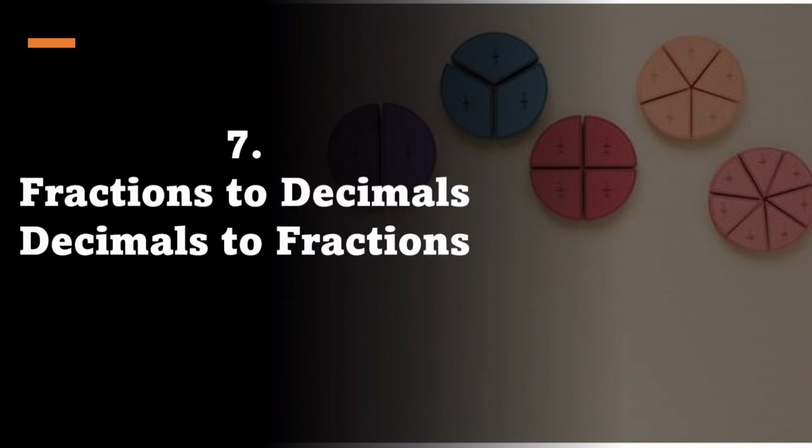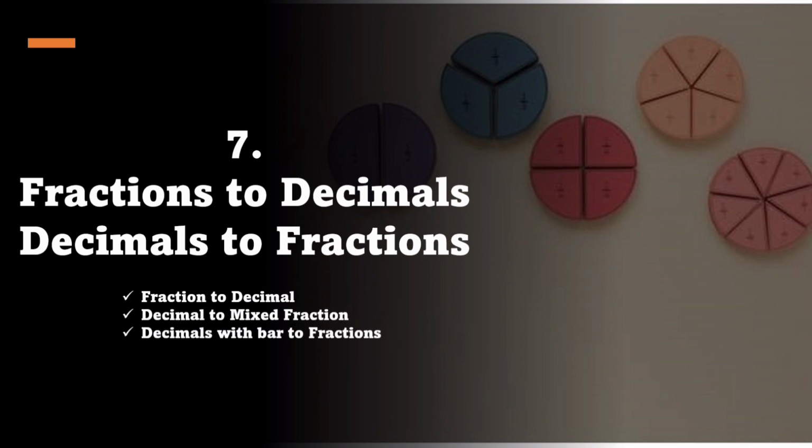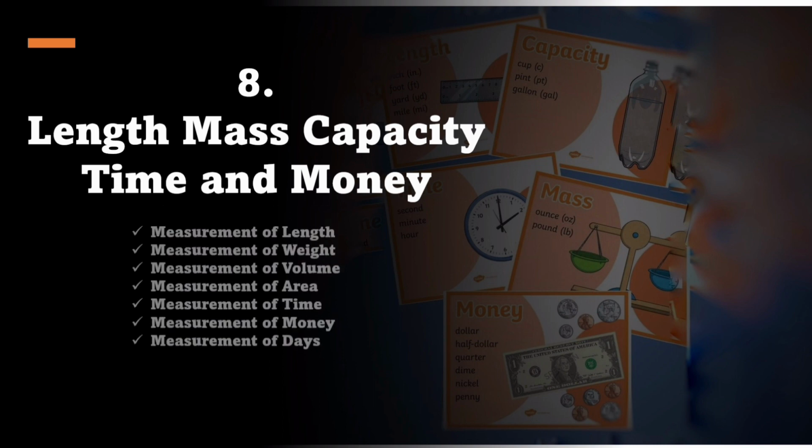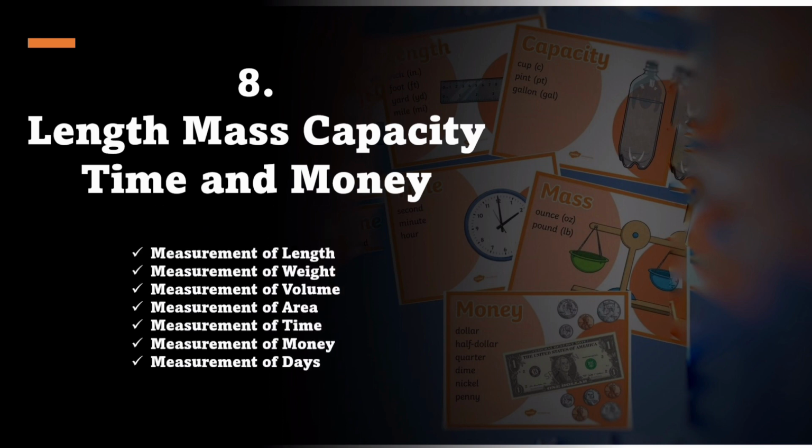And the next chapter is fractions to decimals and decimals to fractions, conversions. In this we will be converting fractions to decimals and decimals to mixed fractions, and in decimals we will have some bar numbers. So whenever that comes, how to convert them into fractions. And the next one is length, mass, capacity, time and money. In this chapter we will study measurement of length, weight, volume, area, time, money and days.